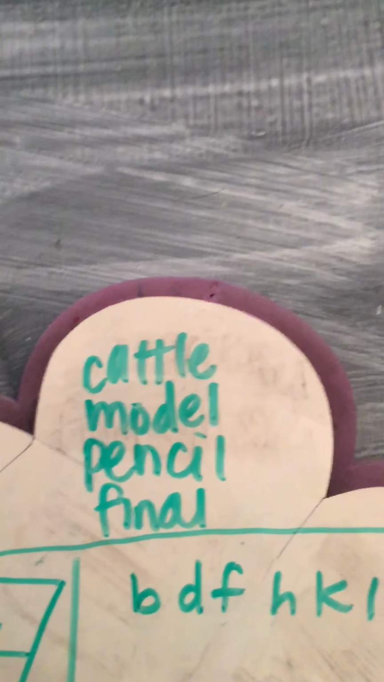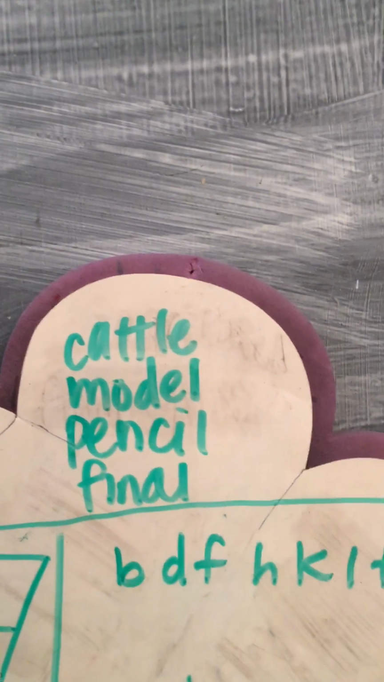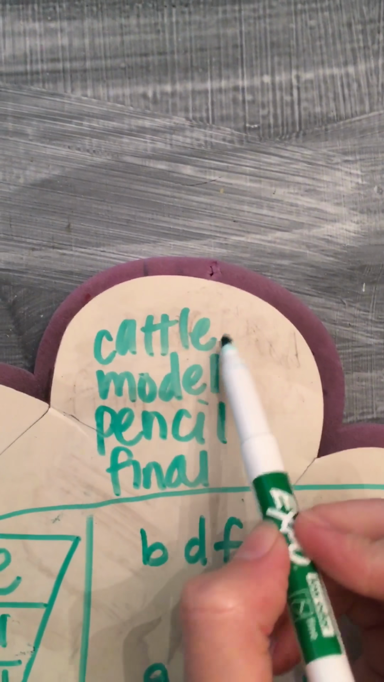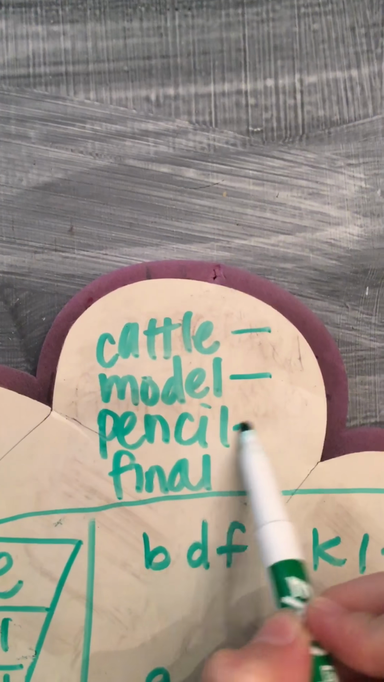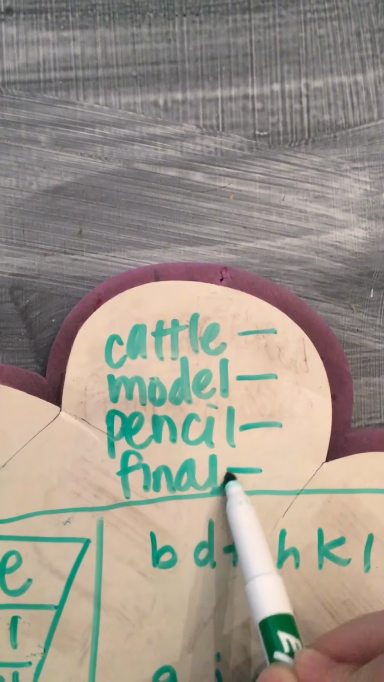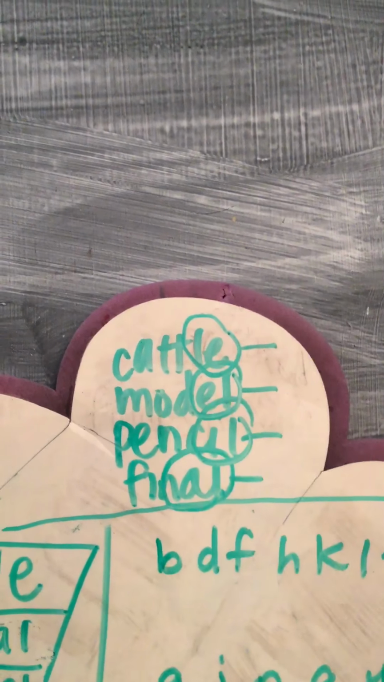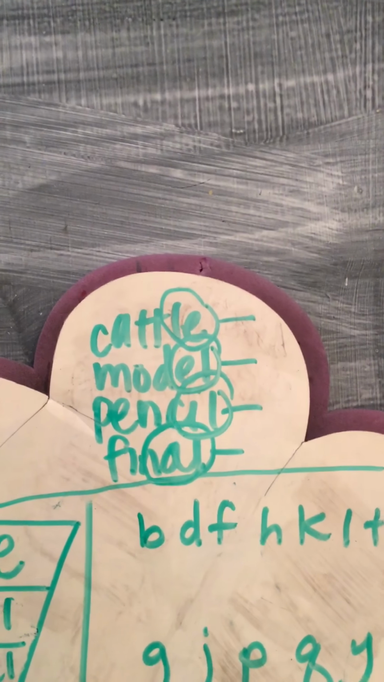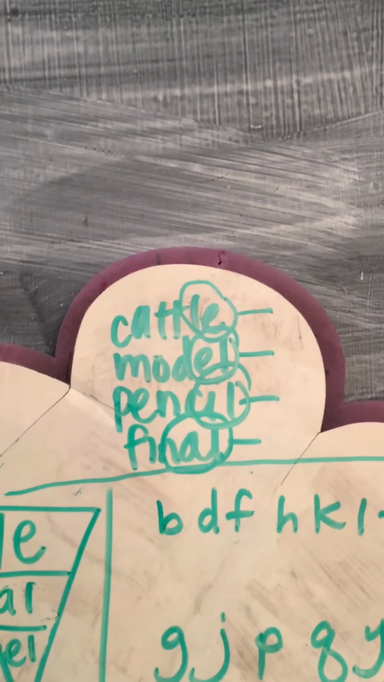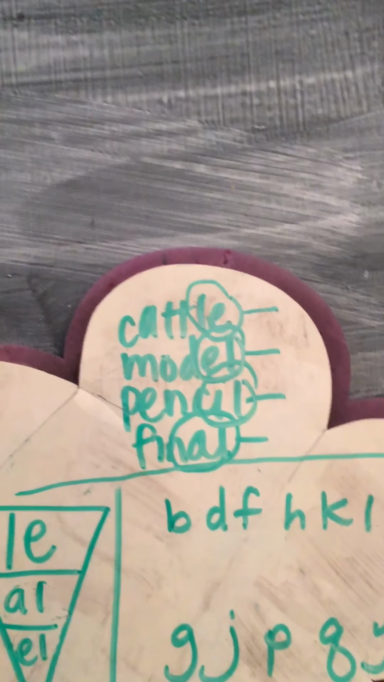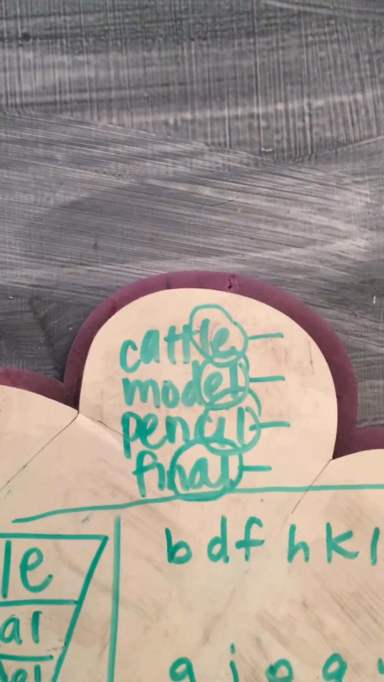So one thing that makes them hard is the endings. Notice they all sound like they end the same way. Cattle, model, pencil, final. But they all have a different ending that make that same ul sound, that unaccented ul sound. And so we're going to look at some things to help us decide what ending it will need. Now, there are no actual rules. So this is definitely something we need to study, okay?